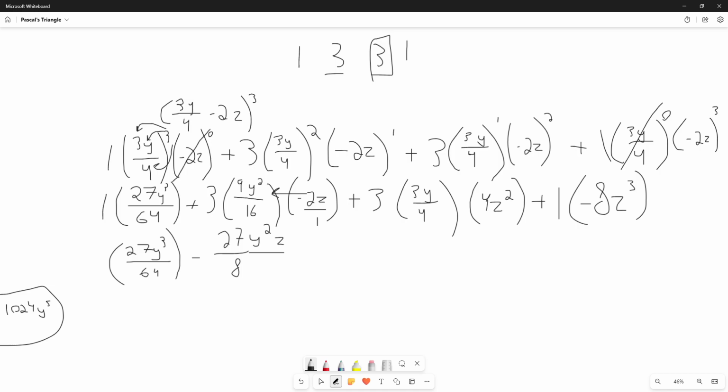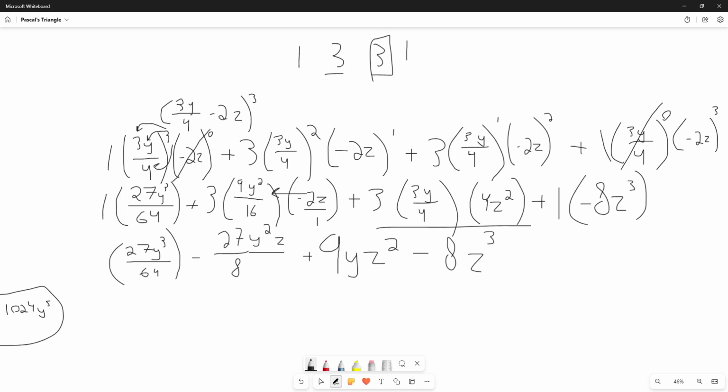Next, we have the 3 and the 3y over 4. So we can do this again. 3 and 4 in your calculator, multiplied by 3, multiplied by 4, and it just gives you a nice 9. So you don't actually need the division symbol. So you have plus 9yz squared. Remember, you have to use everything in here. And the last one is just minus 8z cubed.